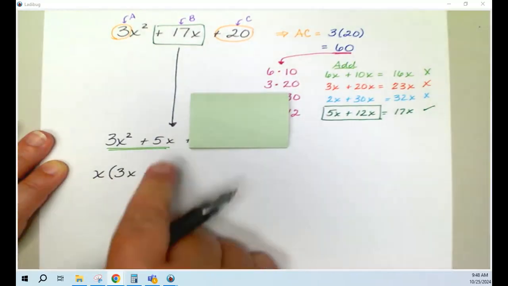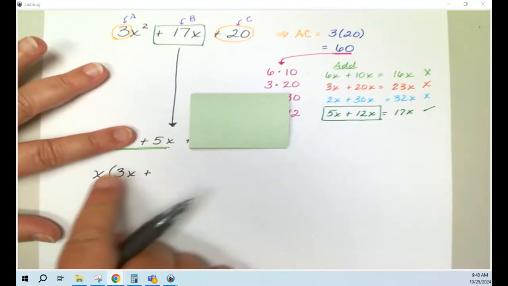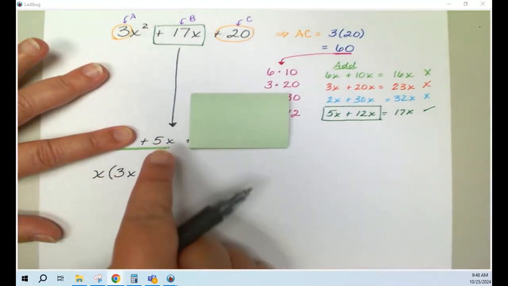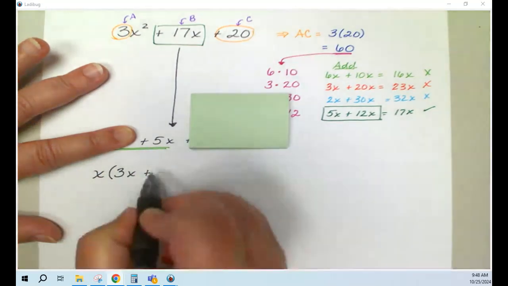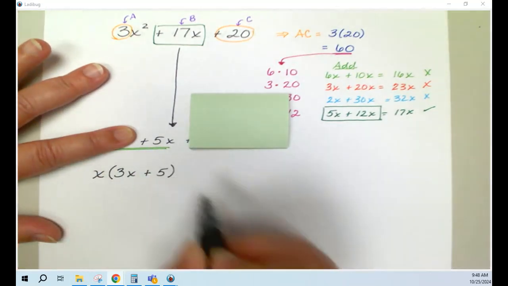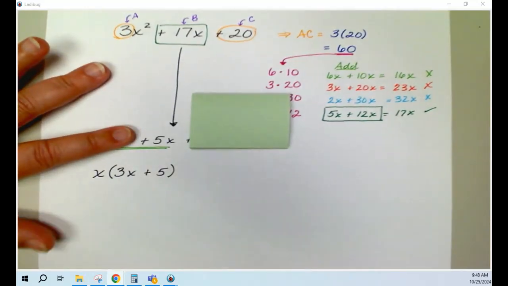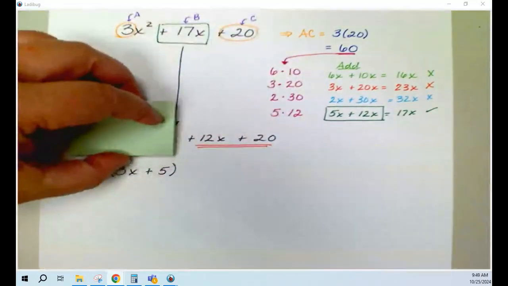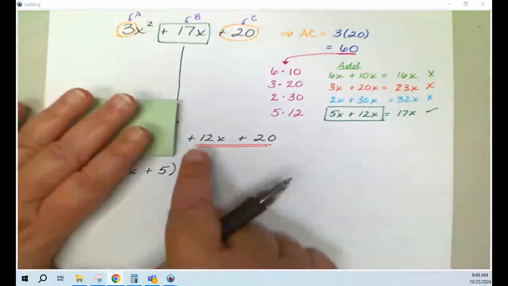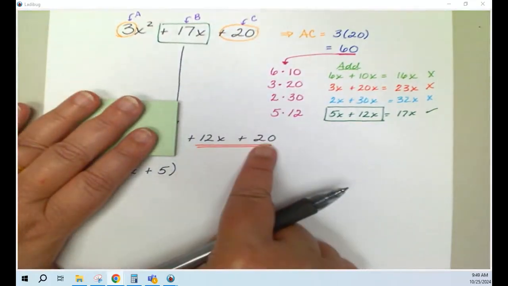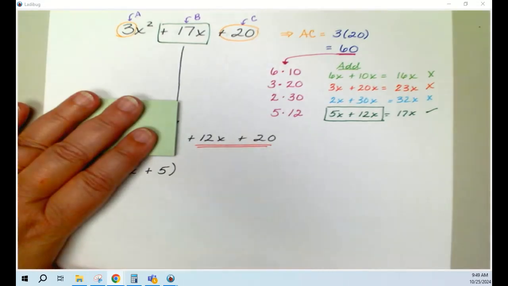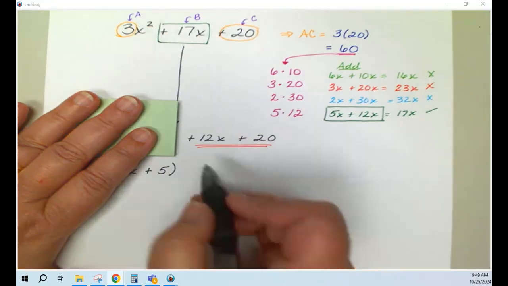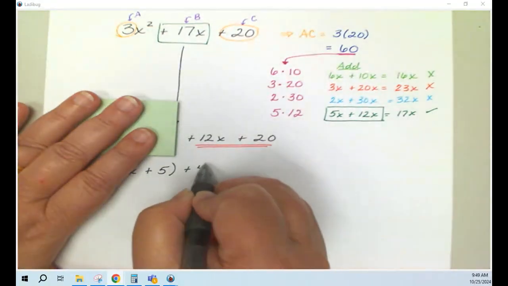Bring down our plus, and kind of same thing here. x times what would give us 5x, or we can think about 5x divided by x. If I take that away, I'm going to have 5. Okay. All right, now ignore that. And here we have plus 12x plus 20. Now 12 and 20 are both divisible by 4. So I'm going to bring a 4 out. So let's bring out plus 4.